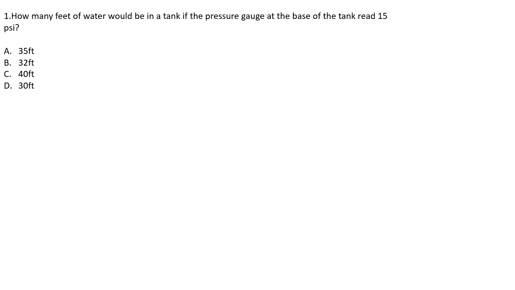Question number 1. How many feet of water would be in a tank if the pressure gauge at the base of the tank read 15 psi? A. 35 feet, B. 32 feet, C. 40 feet, or D. 30 feet.